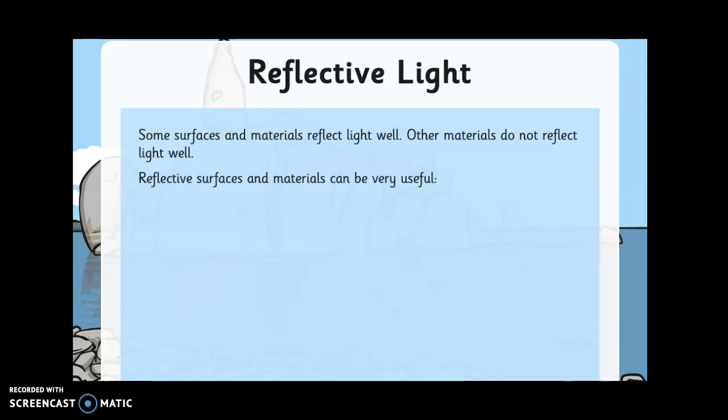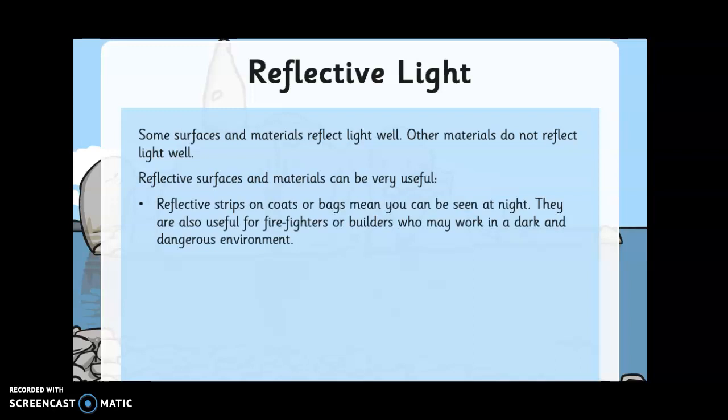Reflective light. Some surfaces and materials reflect light well. Others don't reflect light well. Reflective surfaces and materials can be very useful. Reflective strips on coats or bags mean you can be seen at night. They are also useful for firefighters and builders who may work in a dark and dangerous environment.